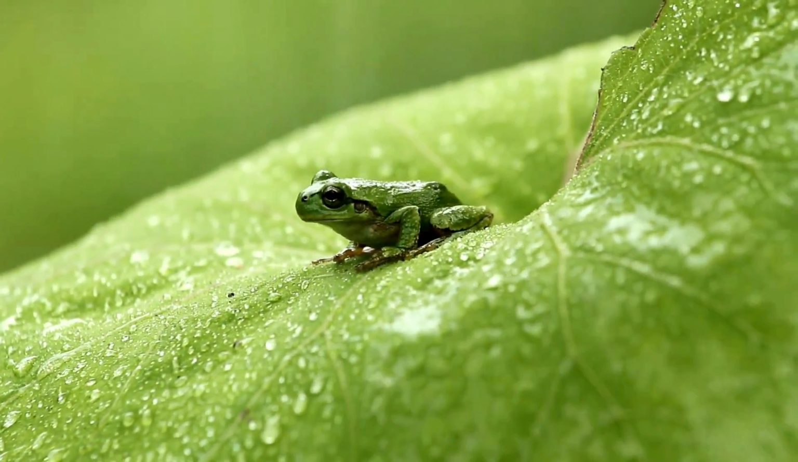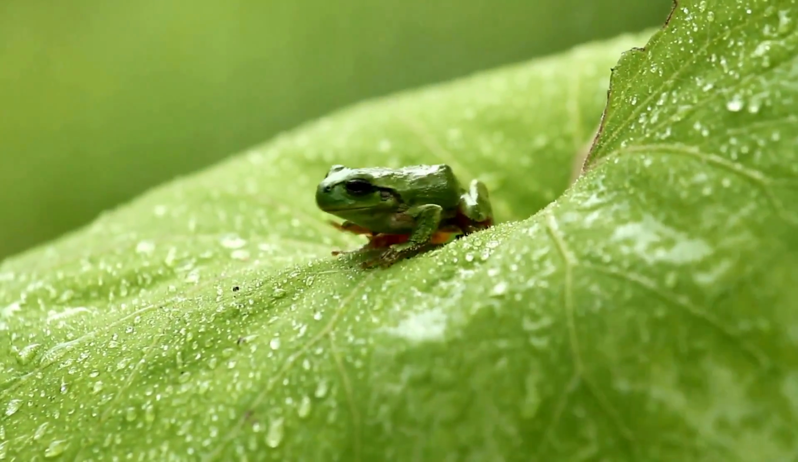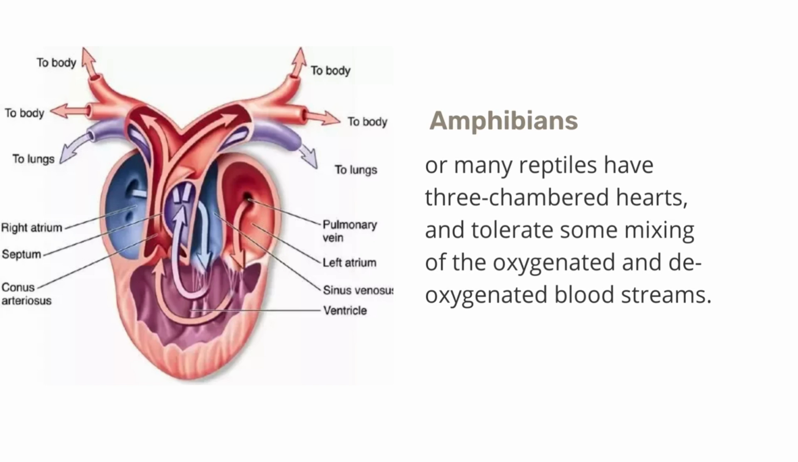In animals that do not use energy for this purpose, the body temperature depends on the temperature in the environment. Such animals, like amphibians or many reptiles, have three chambered hearts. As you saw, we have four chambered hearts. But amphibians and reptiles have three chambered hearts. Therefore, they tolerate some mixing of the oxygenated and deoxygenated blood streams.